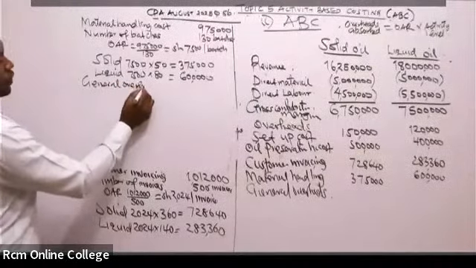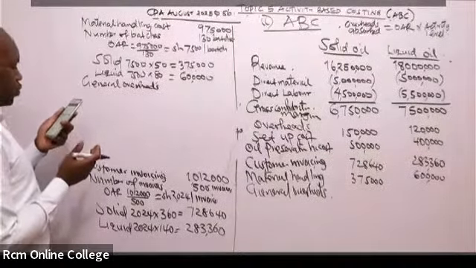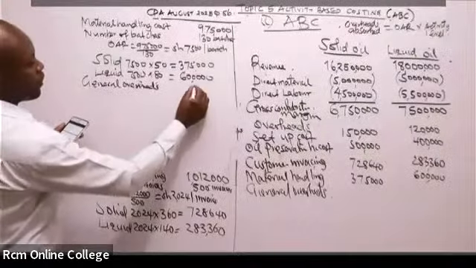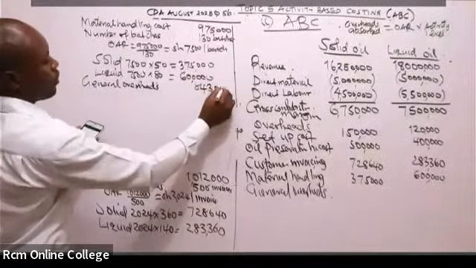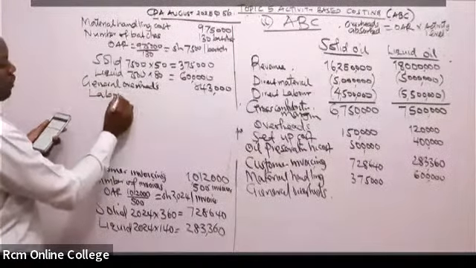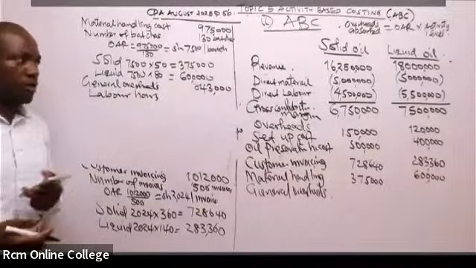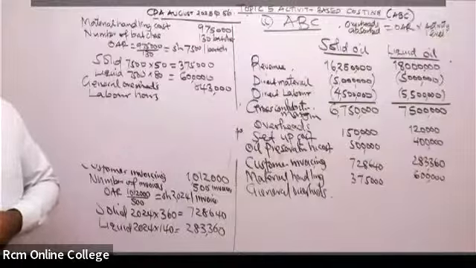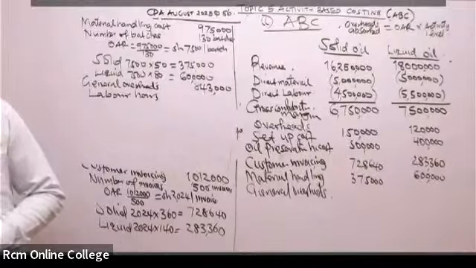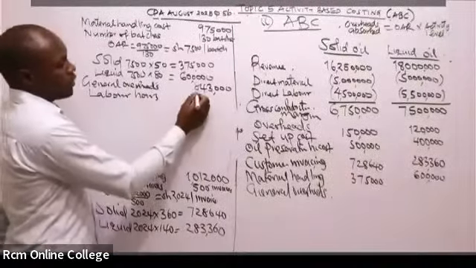General overheads is equivalent to 843,000. We are supposed to distribute it based on labor hours, right? So we have labor hours. Yeah, you can actually see the answer in advance. Labor hours. Total labor hours ni ngapi? For the two products or departments. 100,000.